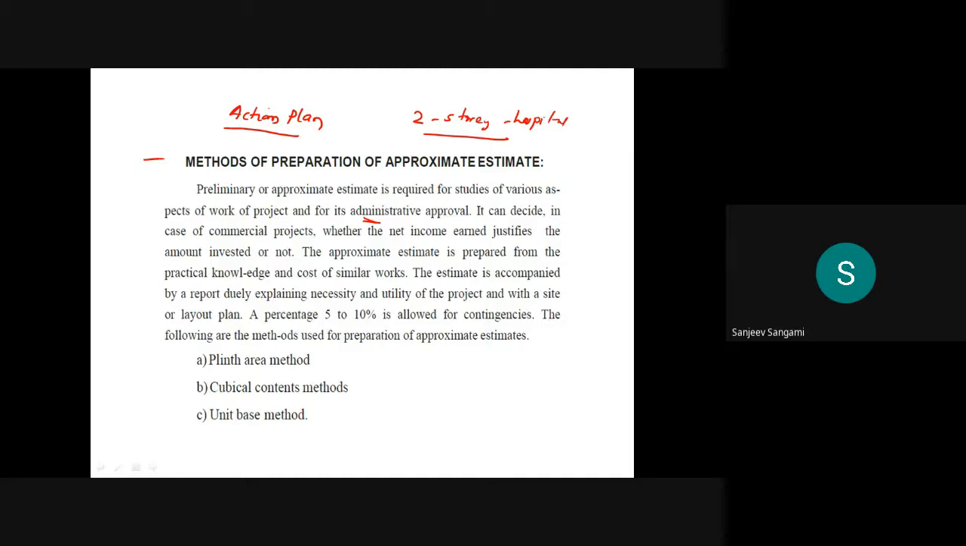The following are the methods used for the preparation of the approximate estimate. Normally, which are the methods we have to follow whenever we go with the preparation of the approximate estimate? First one, plinth area method. Second one, cubical contents method. Third one, unit base method.